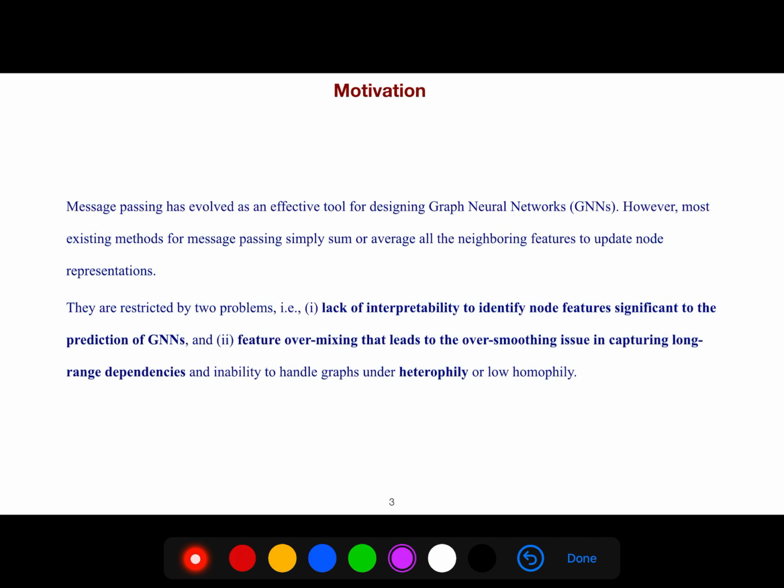Message passing has evolved as an effective tool for designing graph neural networks. However, most existing methods simply sum or average all the neighboring features to update node representations. They are restricted by two problems: lack of interpretability to identify node features significant to the prediction of GNNs, and feature over-mixing that leads to the over-smoothing issue in capturing long-range dependencies and inability to handle graphs under heterophily or low homophily.